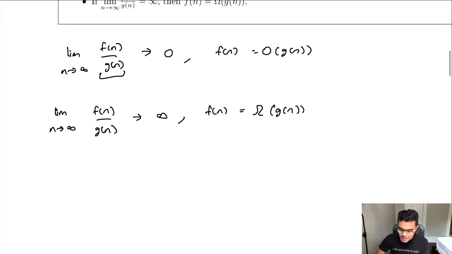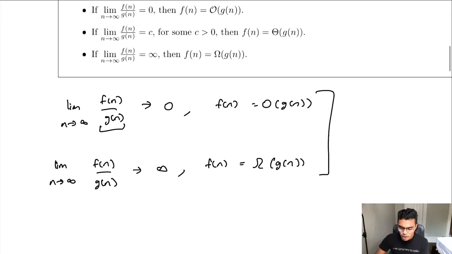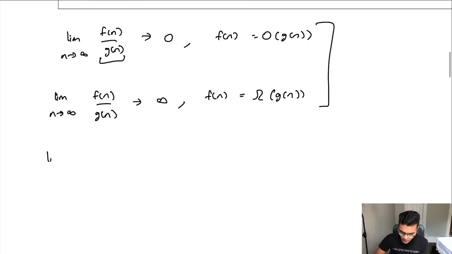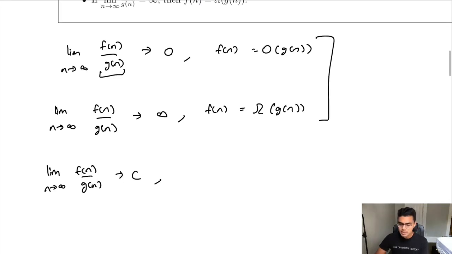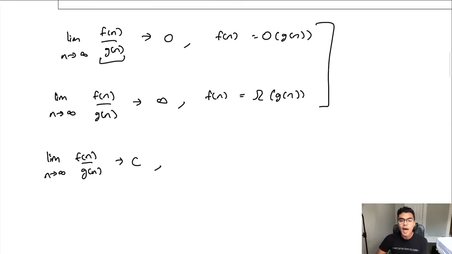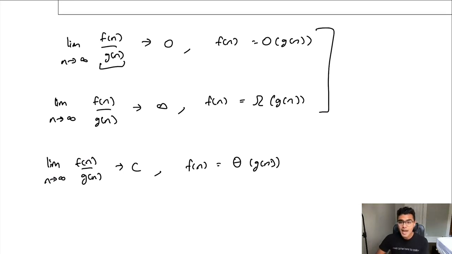And then last but not least, if both of these hold true for a function and your limit as n approaches infinity of f of n over g of n is equal to some constant, then you can very easily say that they both have the same growth rate, and thus f of n is equal to theta of g of n. And so asymptotically, they have the same growth rate. That is Big O in a nutshell. I will see you in the next section.